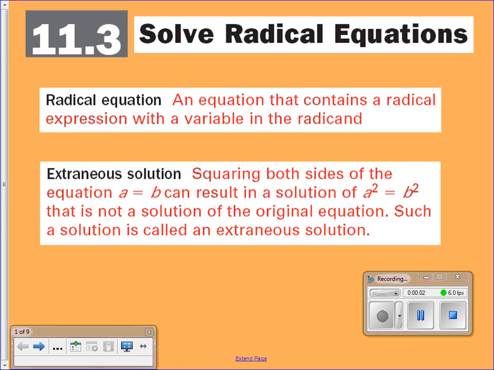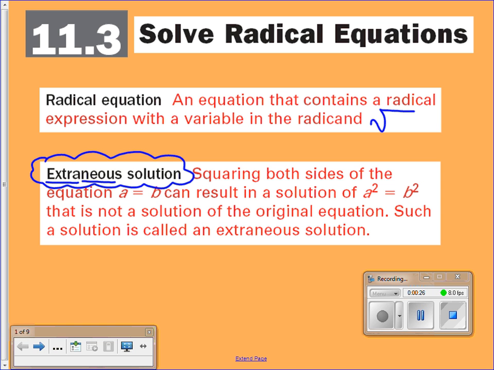Okay, this is 11.3. This is solving radical equations. Radical equations are equations that have a variable in the radical, aka you've got square root stuff to deal with again. Now today, here's going to be your biggest issue: extraneous solutions. Extraneous literally means extra, but completely not real.